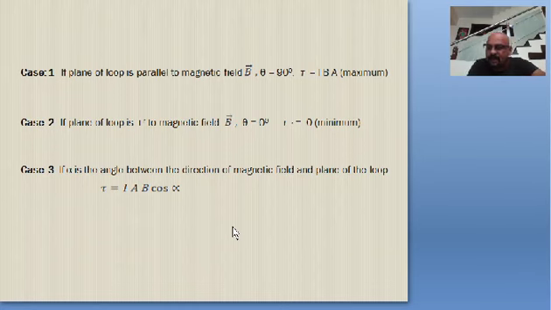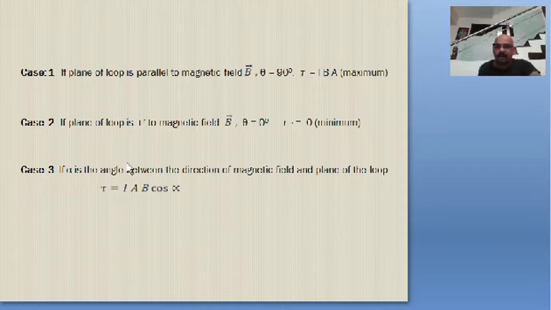If the coil is kept parallel to the magnetic field, please remember, then the value of theta is equal to 0. If theta is 0, then the torque is equal to 0. If the coil is kept perpendicular to the magnetic field, then theta is 90. If theta is 90, then maximum torque it will experience.